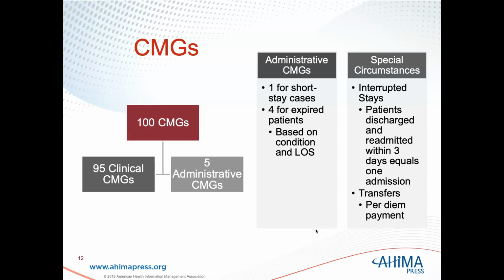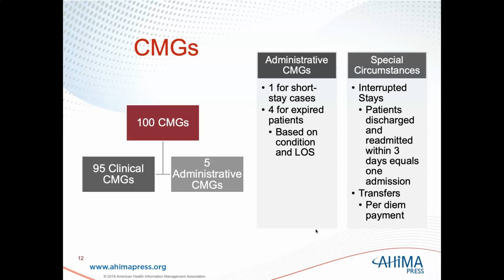There are 100 CMGs, 95 are clinical, 5 are administrative. The administrative ones are for short stay cases or expired patients. Notice the interrupted stays. If a patient is discharged, let's say that for whatever reason they need to go back to an acute care hospital and then readmitted to the IRF within 3 days, that is 1 admission.